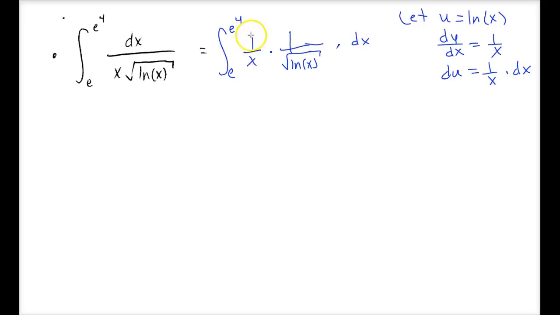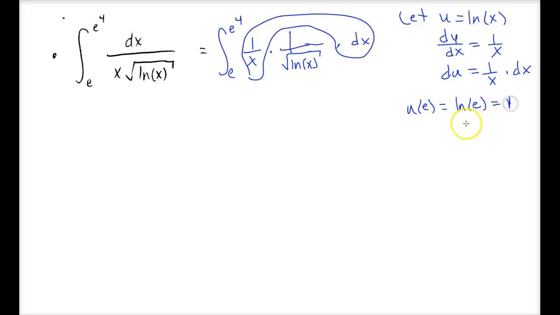And so now we have du is equal to just 1 over x dx. And so now we have a way to replace all of this. The last thing that we need to do is change our limits of integration from in terms of x to in terms of u now. So u of e is just going to be natural log of e, which is just 1. And we know that u of e to the 4th, natural log of e to the 4, is just going to be 4. That's because of logarithm properties I've mentioned earlier.